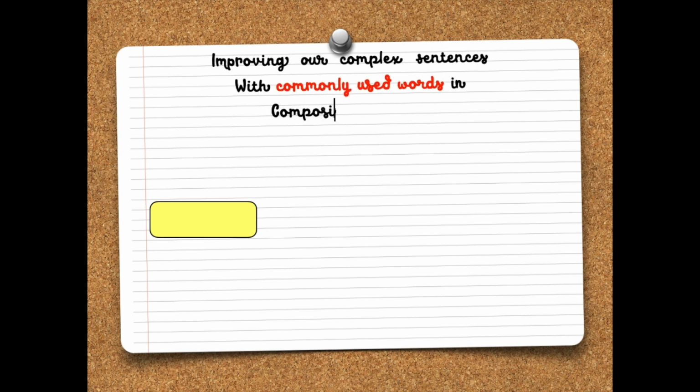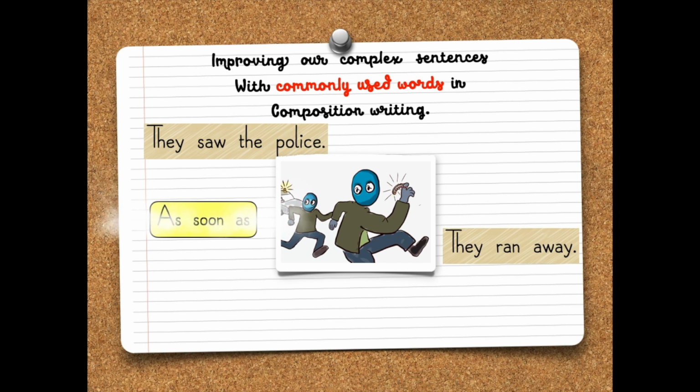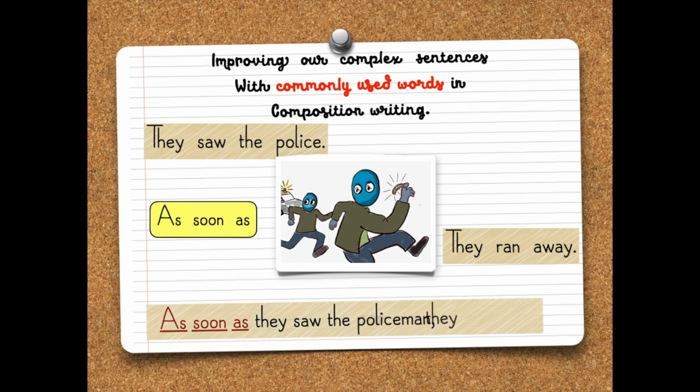Let's now work on another skill. You again have two ideas. They saw the police. They ran away. How can you improve this? I'll give you a hint. So think. As soon as they saw the policeman, they ran away. This was an easy one, wasn't it?